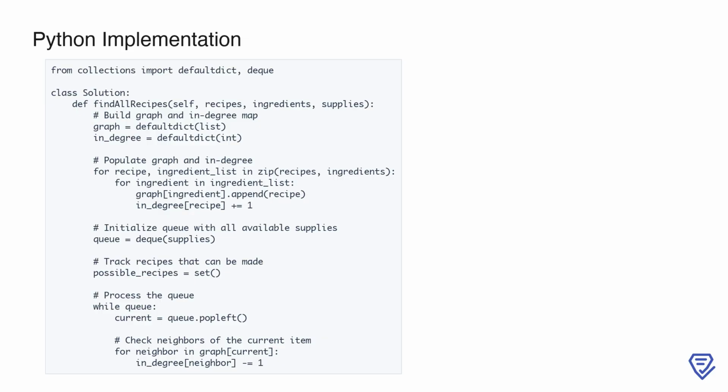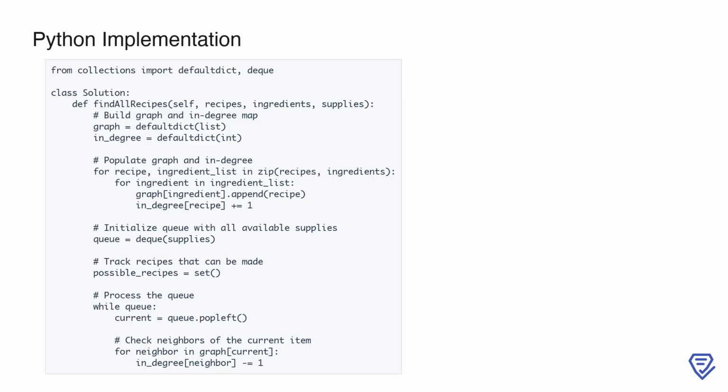Next, we populate these structures by iterating over each recipe and its corresponding list of ingredients. For every ingredient required by a recipe, we add the recipe to the adjacency list of that ingredient in the graph. Simultaneously, we increment the in-degree of the recipe to reflect the number of ingredients it depends on. After building the graph, we initialize a queue with all the available supplies, which are the ingredients we already have on hand. We also create an empty set, possible_recipes, to store the recipes we can successfully make.